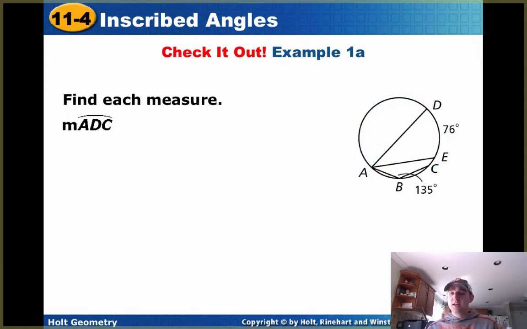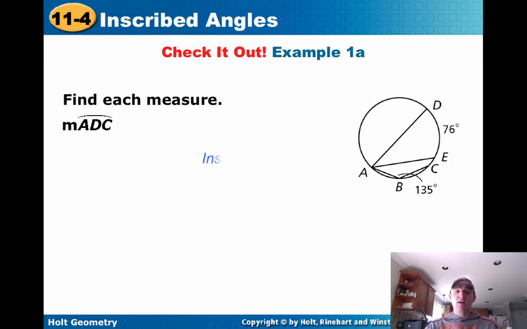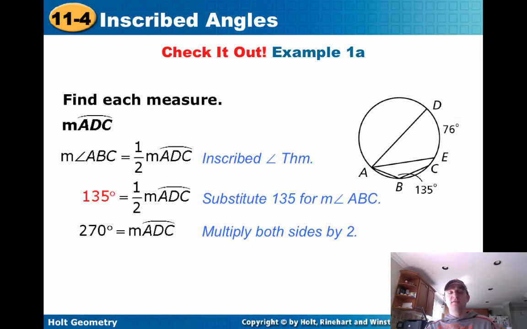What we do know here is that we have angle ABC. It kind of gets lost down here. But we've got angle ABC, which is 135, which means it opens up to an arc that's twice that amount. So that ADC there, that big arc, subtends that angle. If it subtends that angle, it's twice that angle. So instead of 135, we know that arc is going to be 270 degrees.